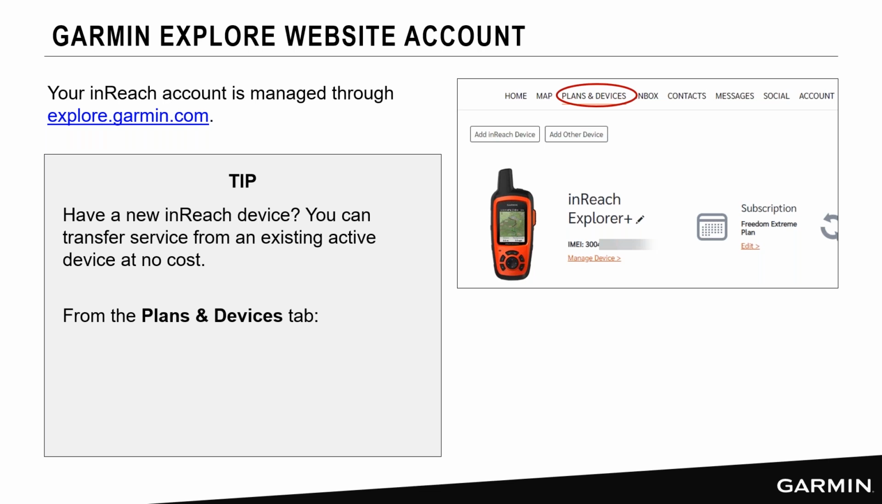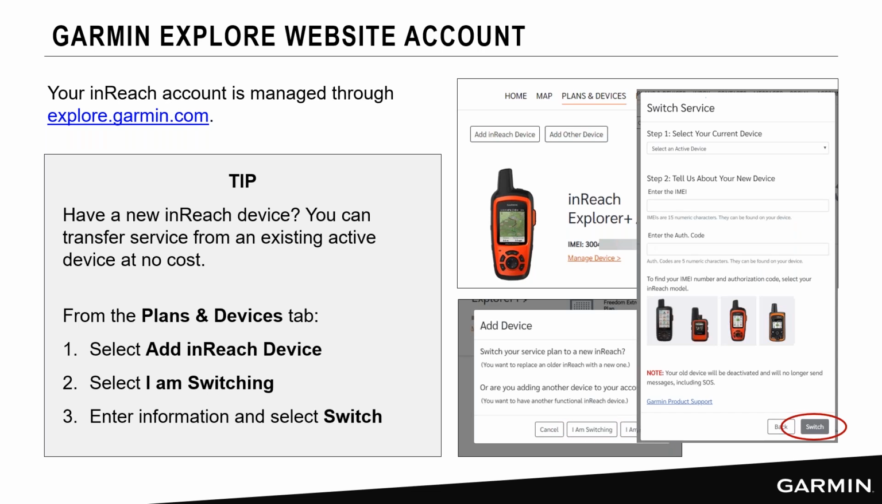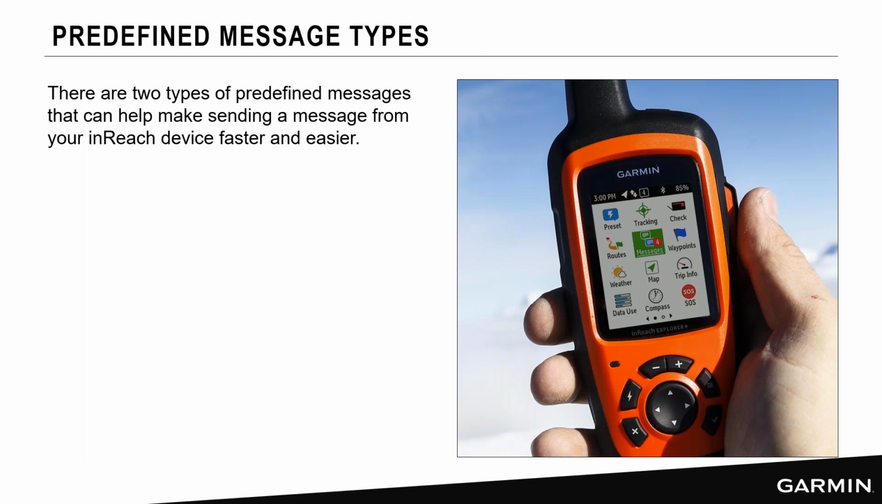You see here, you go to the Plans and Devices tab, and you select Add inReach Device. And when you've made that selection, you just let the site know that you want to switch rather than adding. You want to switch your service. And you'll see a page where it allows you to specify the device you're switching from and put in the information for the device you're switching to. So that's how to switch your plan.